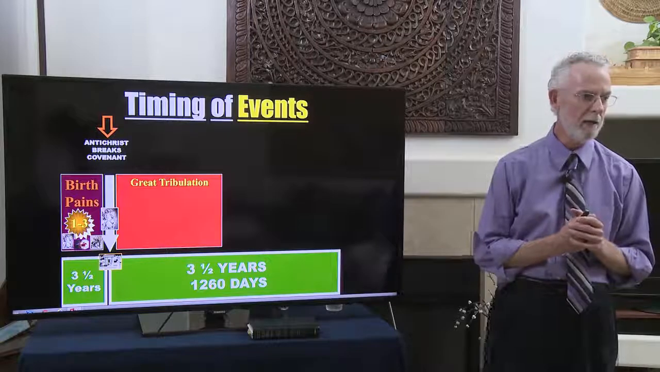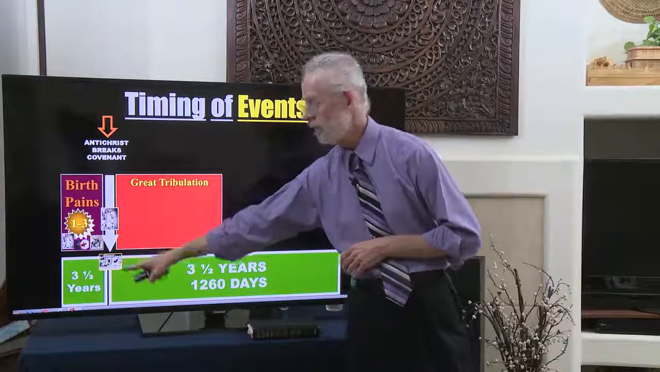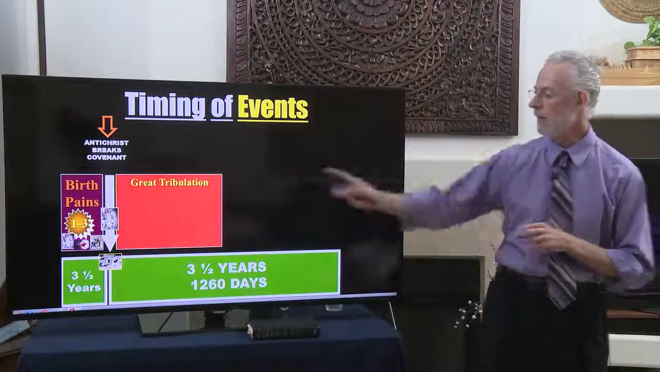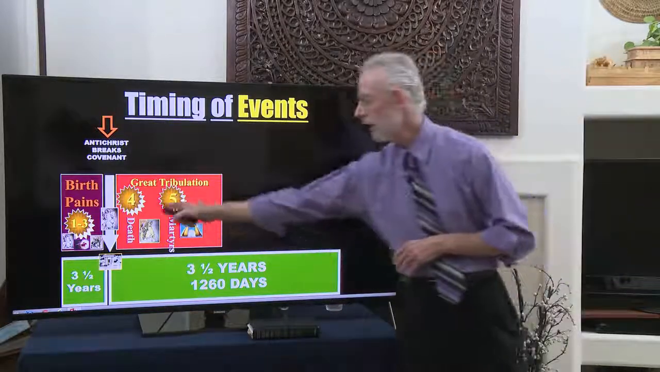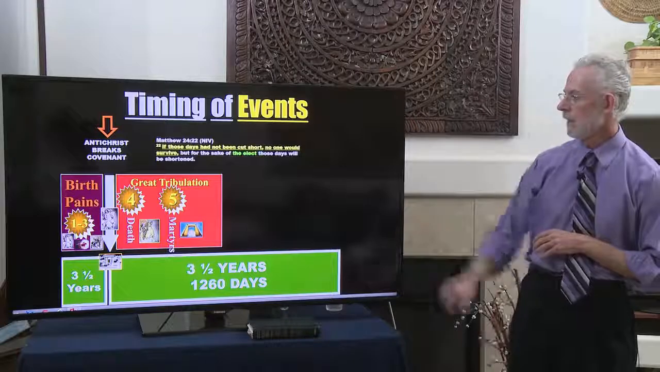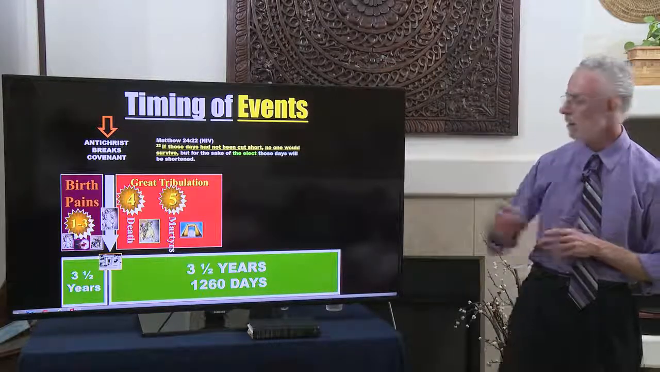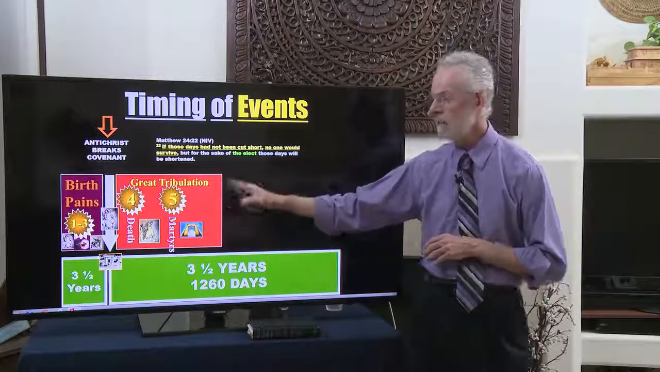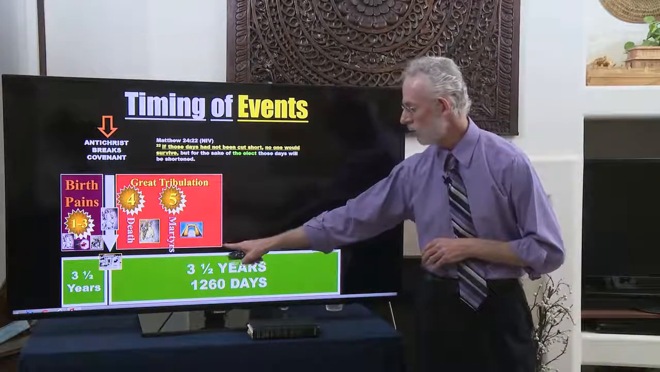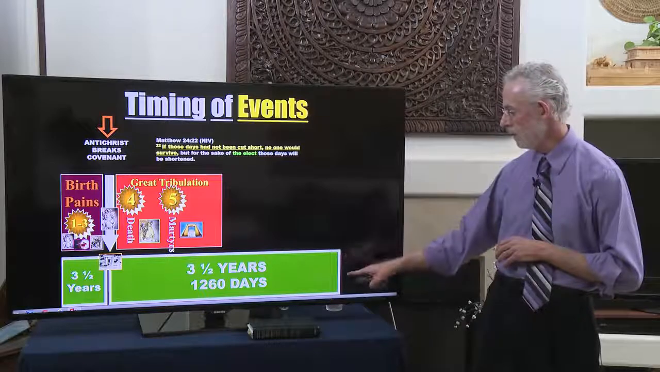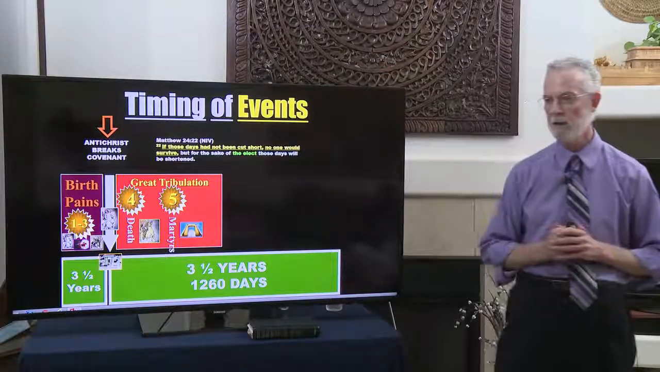Remember, Jesus said that. Jesus said, when you see him go into that temple and declare himself to be God, that starts the Great Tribulation. And look what we get. We get the fourth and fifth seals, which are death and martyrdom. And Jesus said, if those days were not cut short, no one would survive. But for the sake of the elect, I'm going to cut those days short. In other words, Jesus tells us again, he's not going to let that Great Tribulation run all the way for this 3.5 years. Because if he does, none of us would survive.